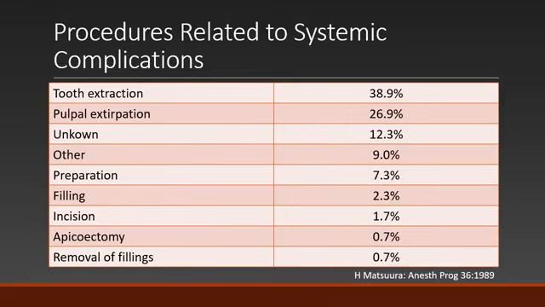In terms of what procedures are more closely related to systemic complications, you can see that tooth extraction and pulp extirpation are higher on the list. That really makes sense because, once again, those are relatively stimulating procedures. That stimulation is going to lead to increased stress, and patients aren't going to potentially do well because of that stress. That's how we come to those numbers.